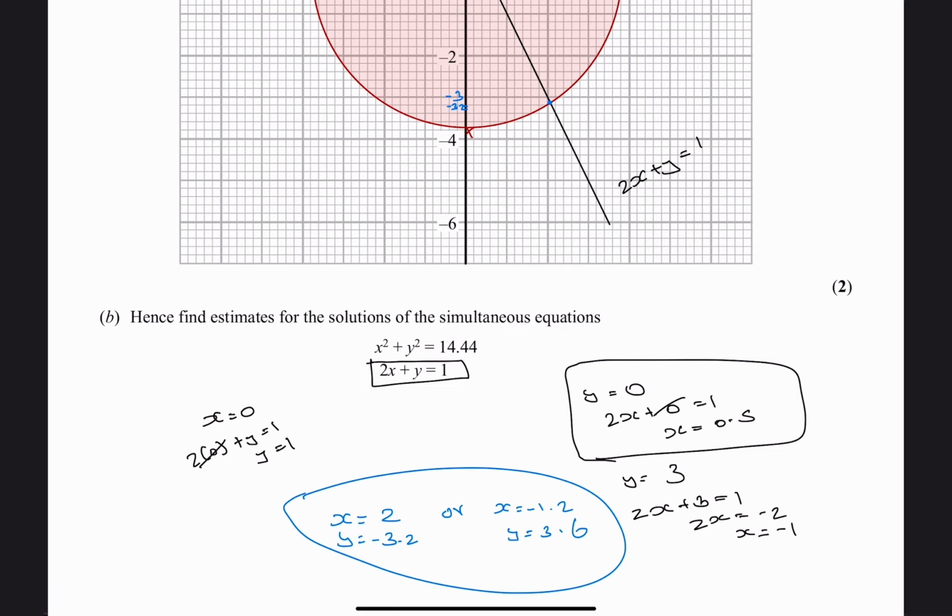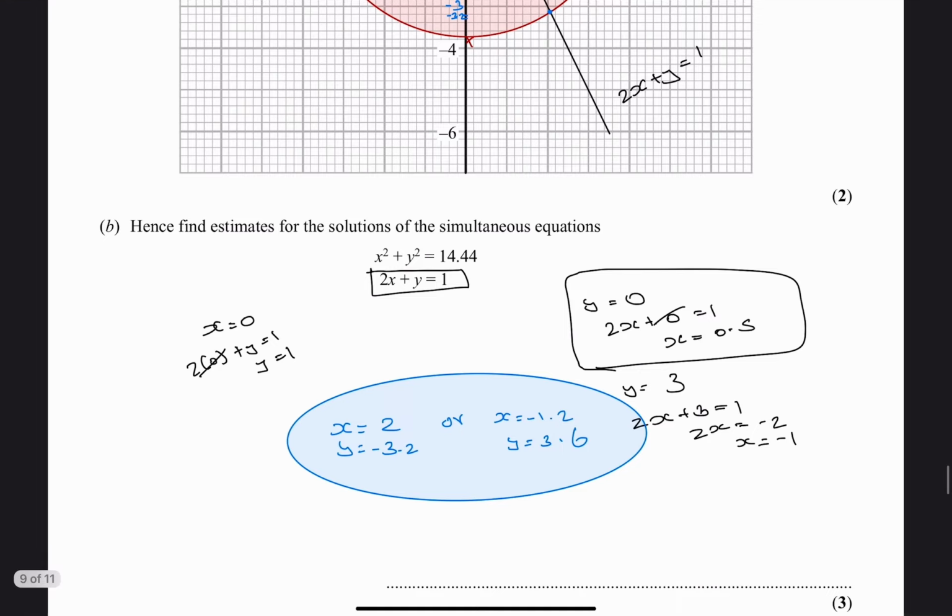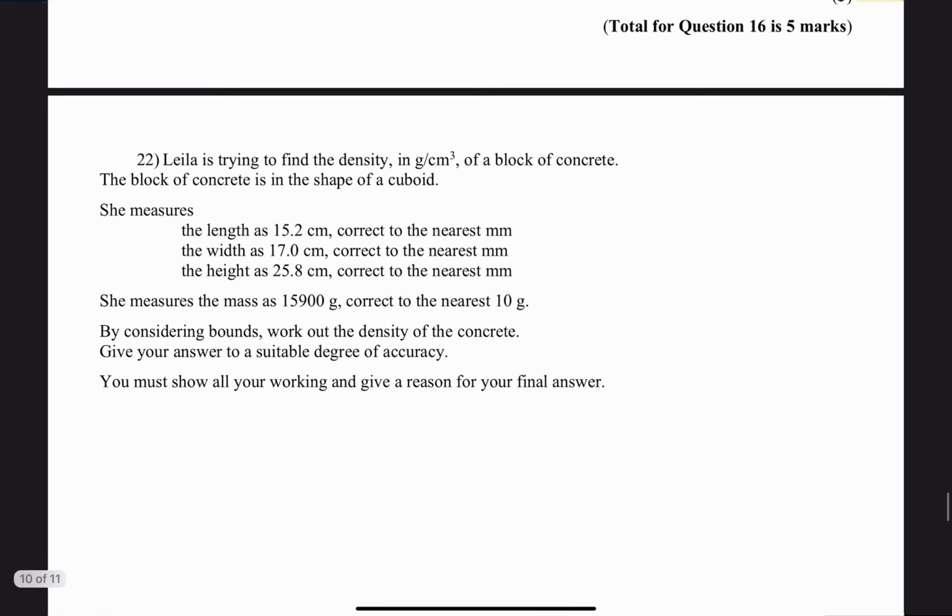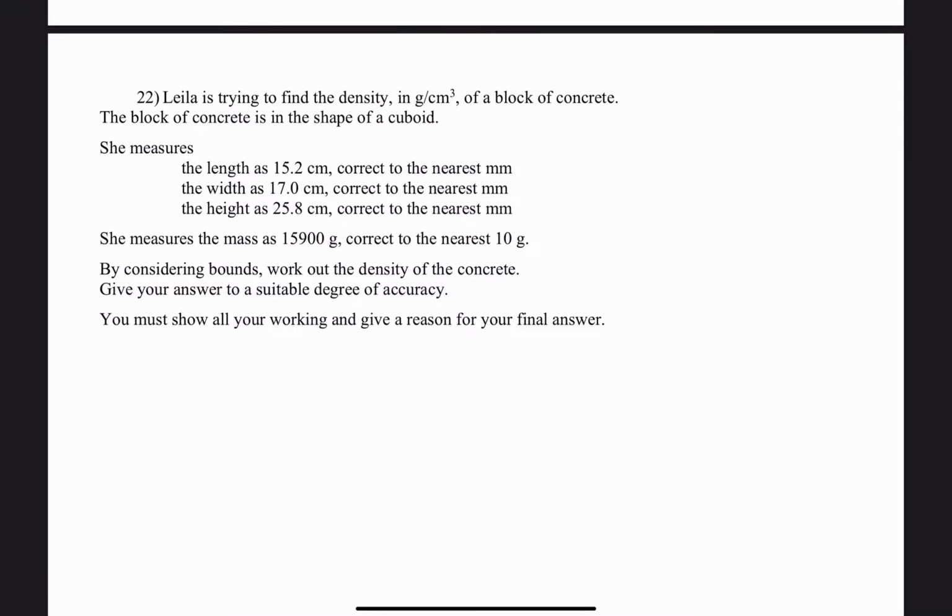And that's your final estimate solutions, okay? Okay, moving on. You're finding density. The block is given. So what are the upper bounds and lower bounds? So what's the upper bounds here?